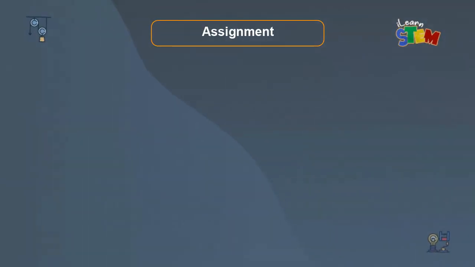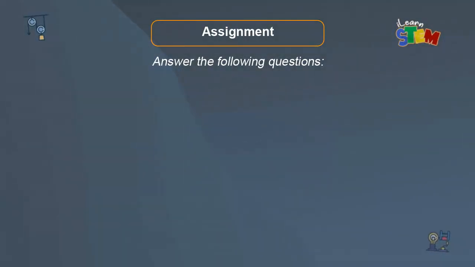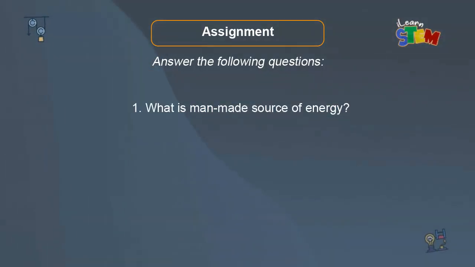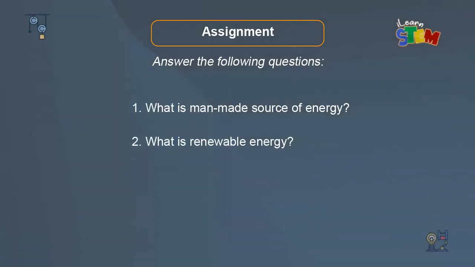For your assignment, answer the following questions in your notebook. 1. What is man-made source of energy? 2. What is renewable energy? 3. List 3 uses of energy.